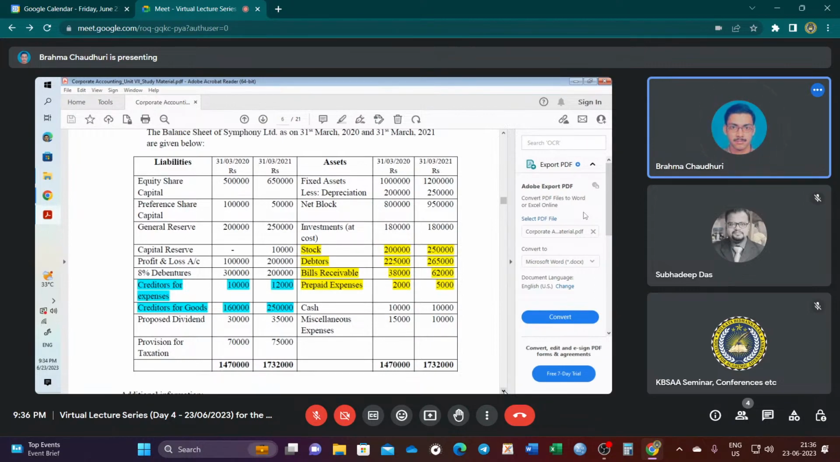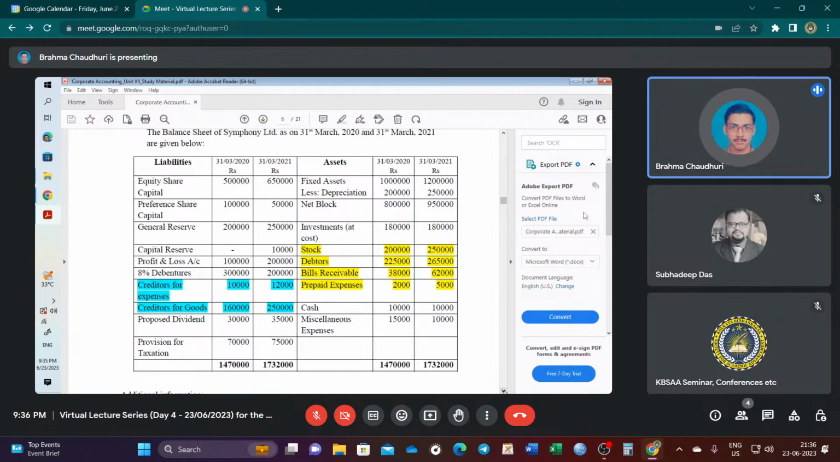Provision for taxation was rupees 70,000 as on 31st March 2020, and as on 31st March 2021 it has increased to 75,000. Now, if we analyze the assets side, we will find fixed assets of 10 lakh and depreciation of 2 lakh, that is the net block is 8 lakh as on 31st March 2020, and fixed assets of 12 lakh and depreciation of 2 lakh 50,000, so net block of 9 lakh 50,000 as on 31st March 2021. Investments given at cost 1,80,000, 1,80,000, have remained unchanged.